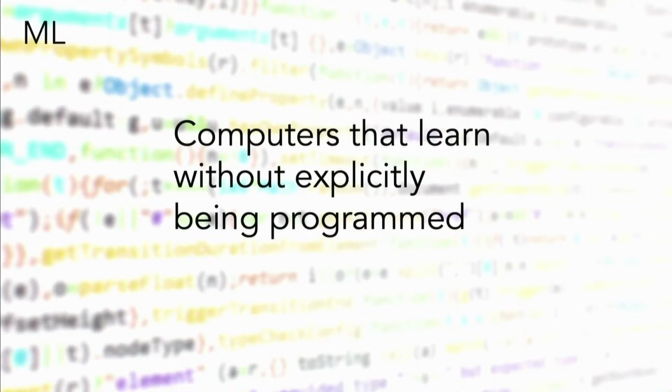Now, machine learning luckily has somewhat of a clearer definition. The field of study that gives computers the ability to learn without explicitly being programmed. Now, this definition is often attributed to Arthur Lee Samuel, who in 1959 applied machine learning to teach a computer to play checkers.